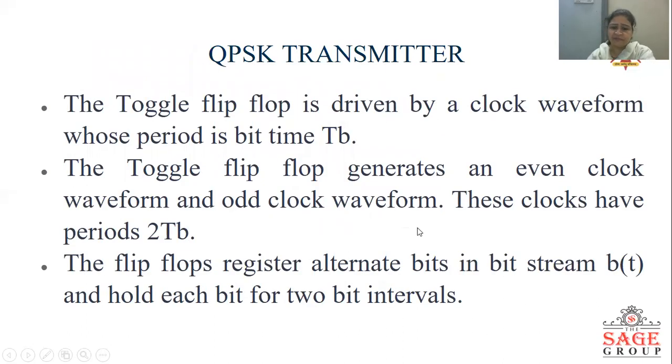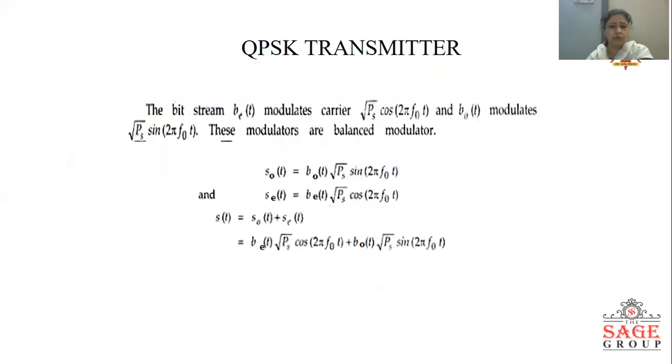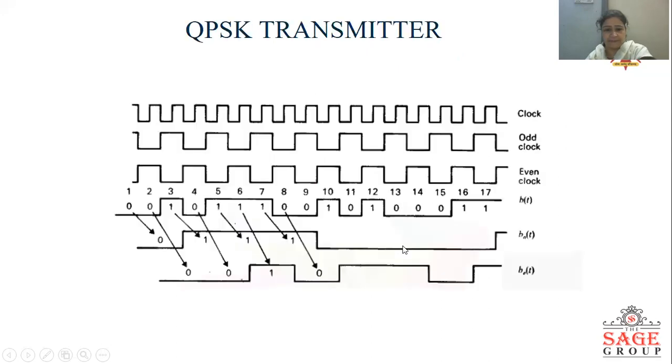So here the flip-flop registers alternate bits in the bit stream BT and holds each bit for 2-bit intervals. So as I have already discussed in my block diagram, ST or VMT, which is the QPSK output, is given by BET root PS cos omega naught t plus BOT root PS sin omega naught t.